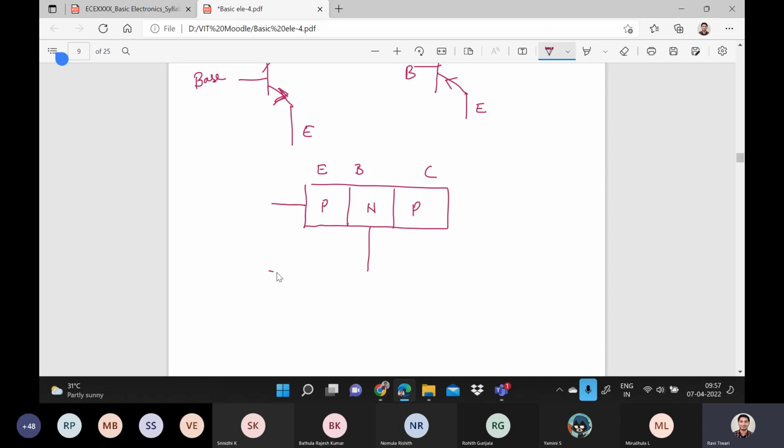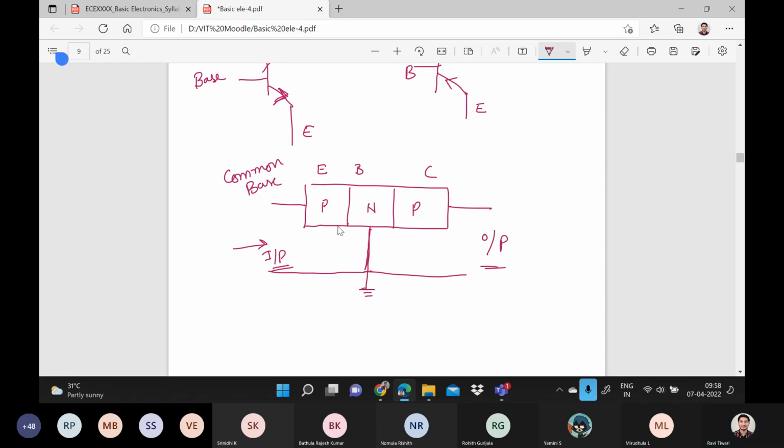You can provide your input from this terminal, this is your input terminal and this is your output terminal. You can take output from here. Here you can see the base is common in input as well as in output. This base, right? Base is common. If base is common, you can say this is common base.